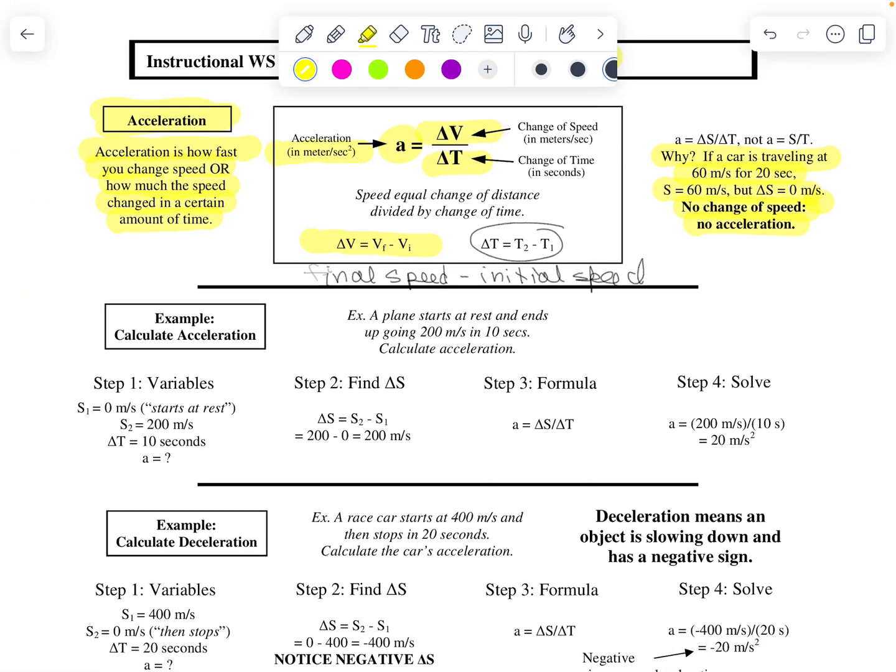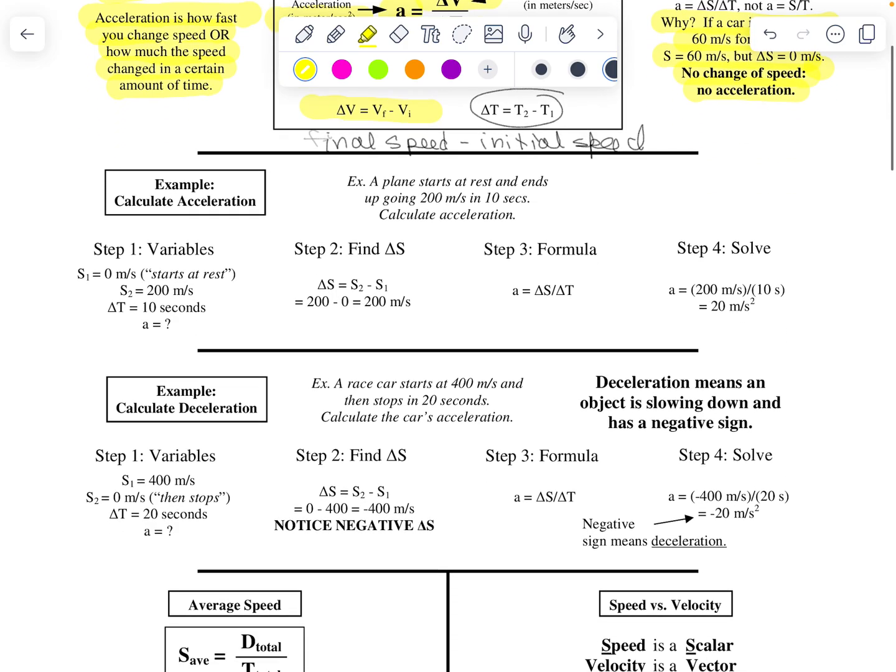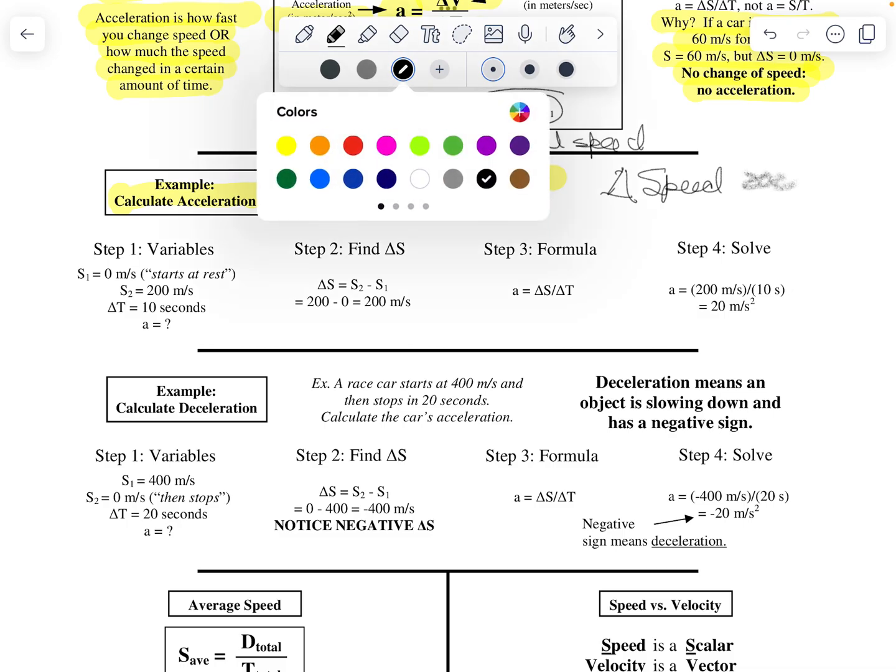Right here, we have a few examples. Our first example is for acceleration, which is speeding up. You folks are all very familiar with how we solve problems here. So a plane starts at rest and ends up going 200 miles an hour. So you can see here that my change in speed will be 200 minus 100, and this is down there a little bit further.